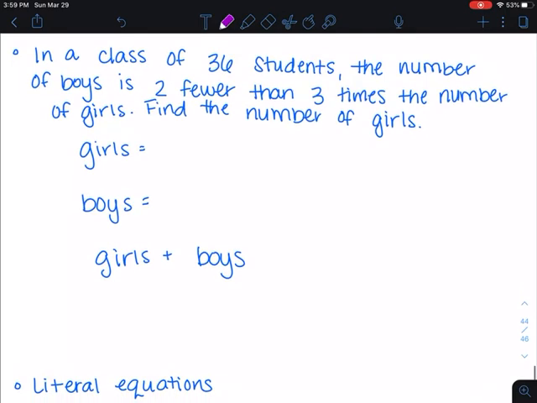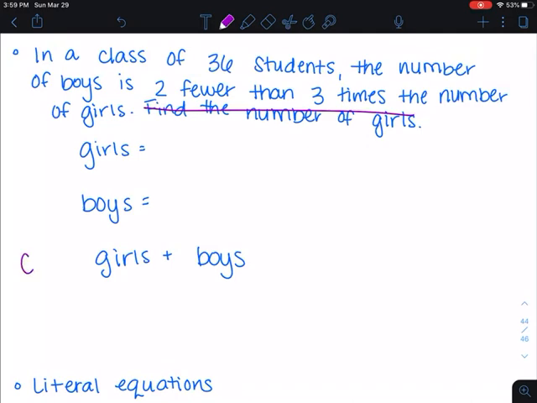Alright, so it says in a class of 36 students, the number of boys is 2 fewer than 3 times the number of girls. Find the number of girls. But the directions say, do not solve, do not simplify, just write out the equation. So theoretically, we do not have to find the number of girls. We just need to find the equation that would help us find the number of girls. Alright, and it tells us to use x.